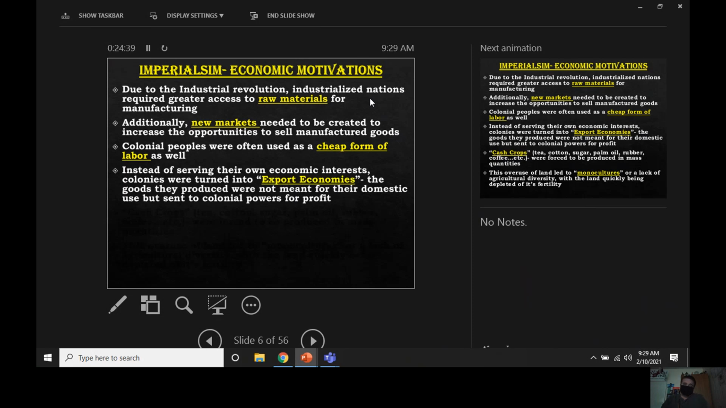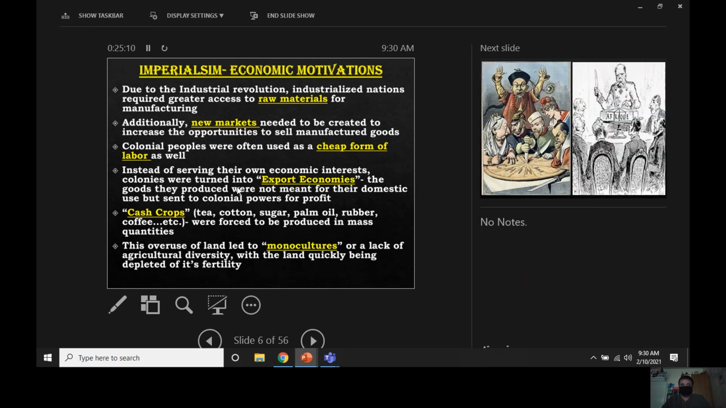Instead of serving their own economic interests, colonies were turned into what we call export economies. We kind of talked about this before. The goods they produced were not meant for their domestic use, but sent to colonial powers for profit. A lot of those exports are based on the cultivation of cash crops. Things like tea and cotton and sugar and palm oil, rubber, coffee. These were forced to be produced in mass quantities.